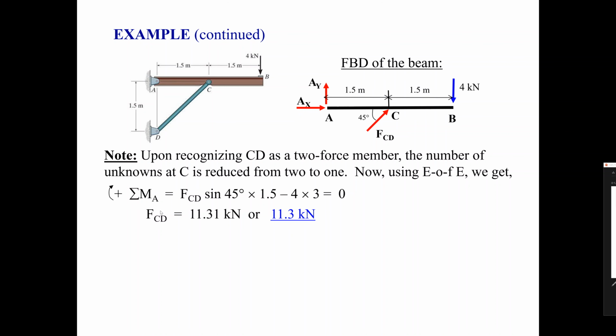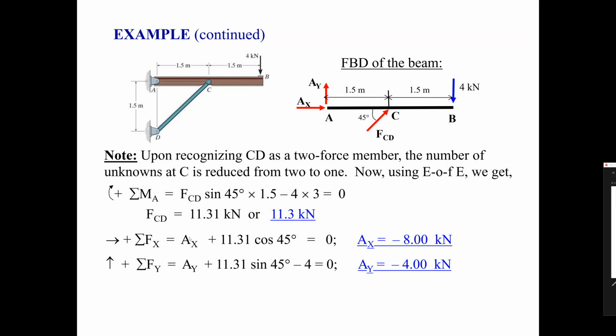Okay, so now we have this force FCD, and we still need to find these two reactions. The next thing we can do is look at the A component, right? Well, we have the x component. So we have a reactive force acting in this direction, and we have the x component of FCD acting in this direction also.